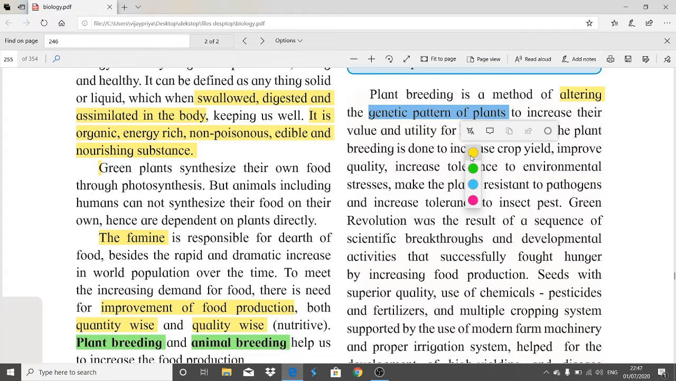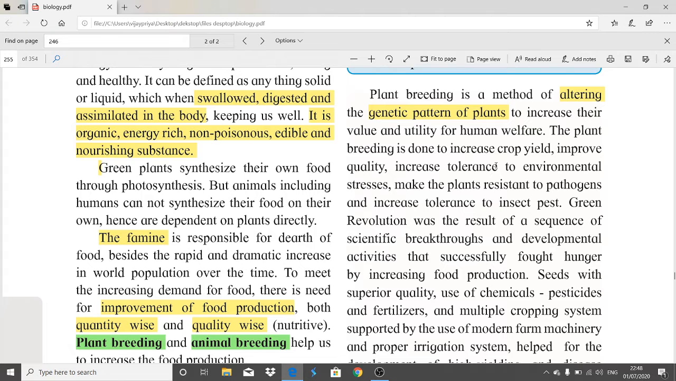Now, why is it required? As we have discussed, we want to increase the yield of the plant. For that we have to alter or change the genetic pattern of the plant, which is essential. This is our basic need when we talk about plant breeding methodology. By doing that, we obtain an increase in their value and utility for human welfare. So we can use it for our welfare.